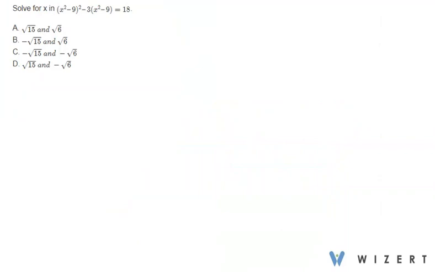We have this question here. Solve for x in the given equation. Now the given equation is (x² − 9)² − 3(x² − 9) = 18. This looks like a quadratic equation. Let's try it this way.